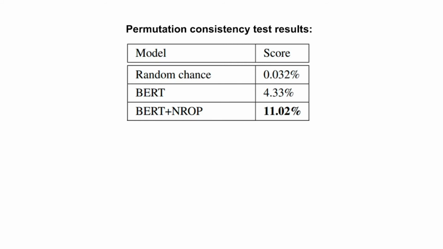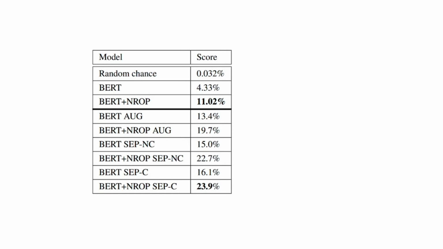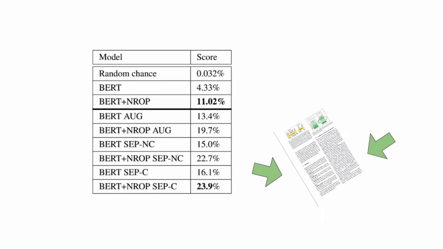Additionally, we found that in most of the questions solved by BERT, the answer was either round or in another way different than the other candidates. We did not find a similar pattern in questions solved by BERT NROP. Results of the permutation consistency test also suggest that models rely strongly on the order of the answers. To reduce such bias, we test several permutation variant losses. For those who are interested, details can be found in the paper.